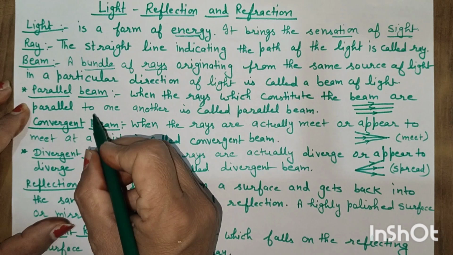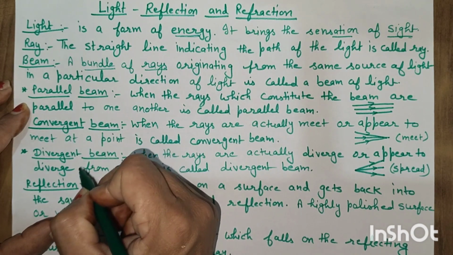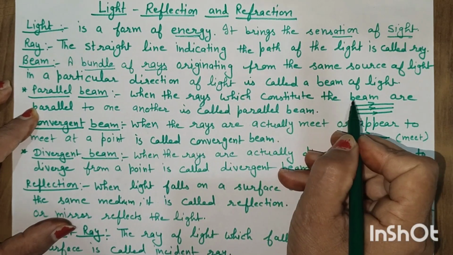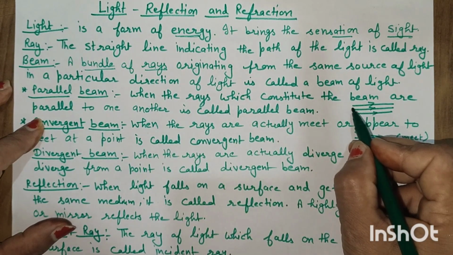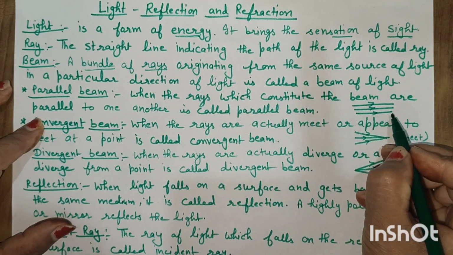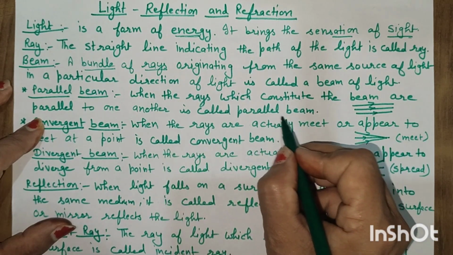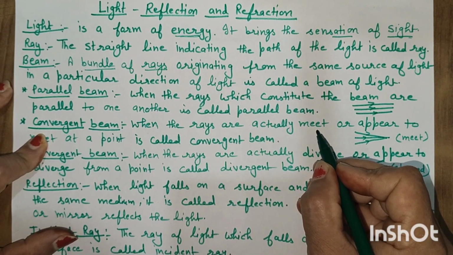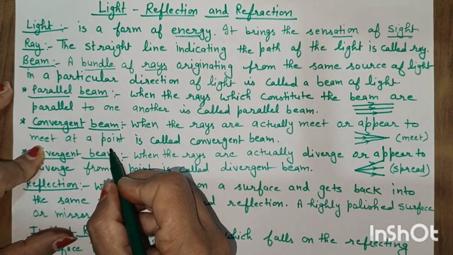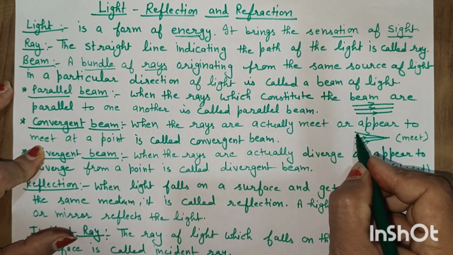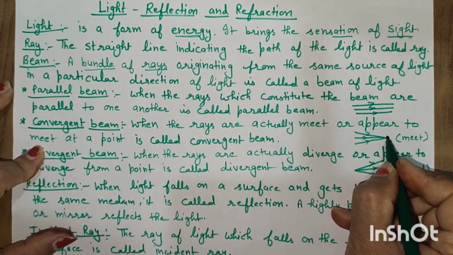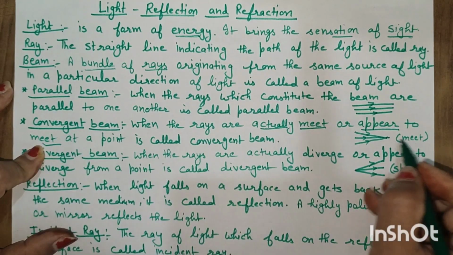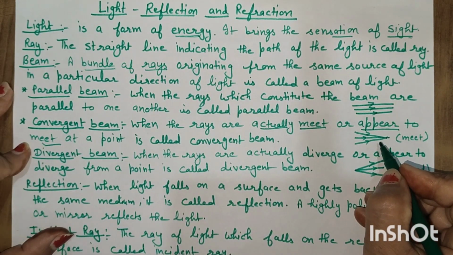Here are the different types of beam: parallel beam, convergent beam, divergent beam. Parallel beam: when the rays which constitute the beam are parallel to one another, it is called a parallel beam. Convergent beam: when the rays actually meet or appear to meet at a point, it is called a convergent beam.